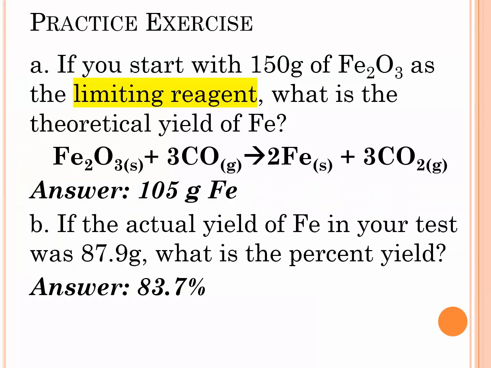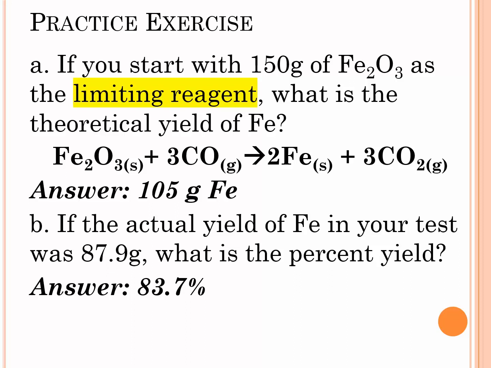Now the final slide here contains a practice exercise. You can do it; if you understood the problem, then you can solve it by yourself. If you start with 150 grams of Fe2O3 as the limiting reagent, what is the theoretical yield of iron in this equation? Notice that in some questions they give you the limiting reagent, so no need to find it. So this makes things easier. So here in the equation, it tells you that Fe2O3 is the limiting reagent.